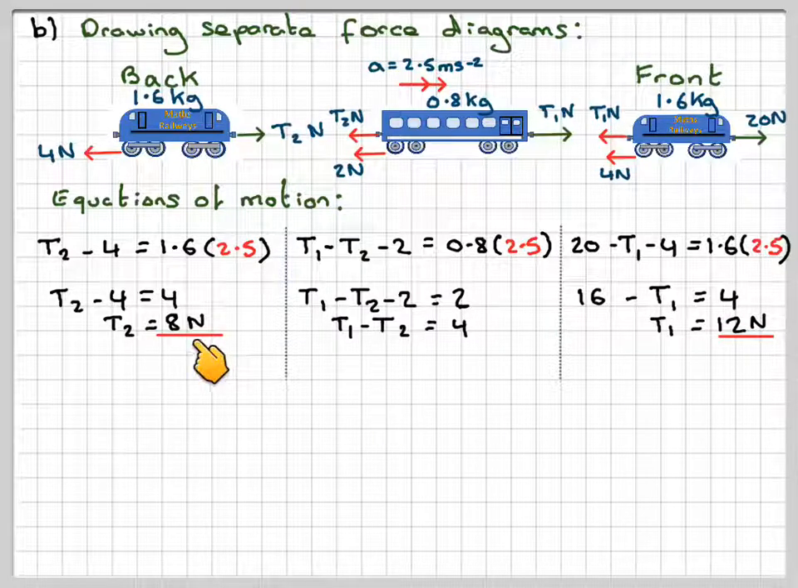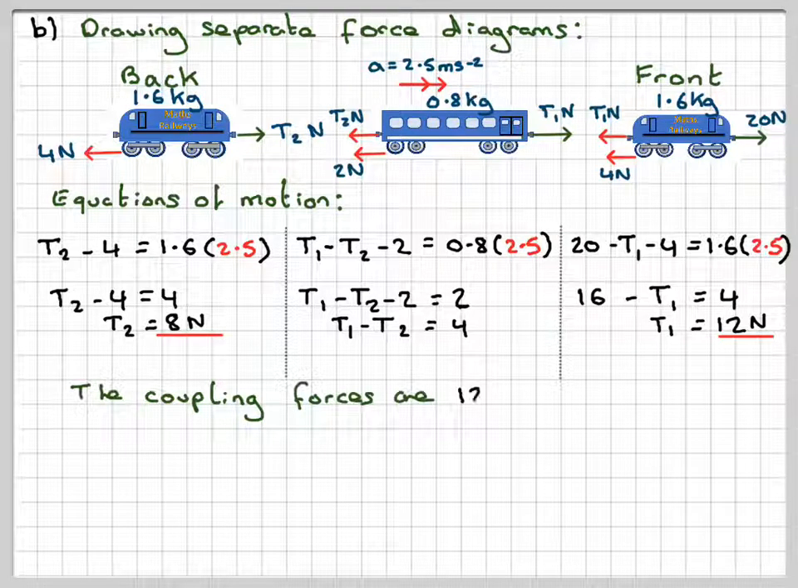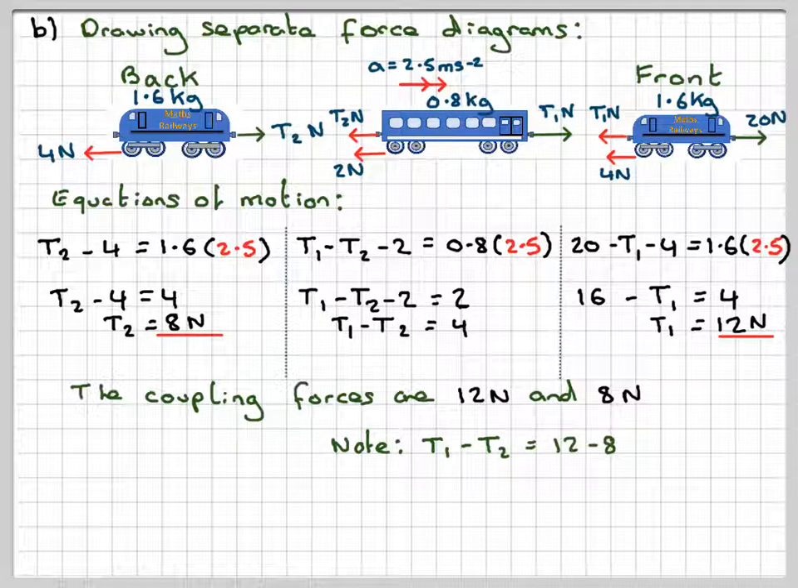Okay, so these are the two coupling forces. Therefore, the coupling forces are going to be 12 newtons and 8 newtons. This one being 12 and this one being 8. And notice if you were to substitute in the middle one here, 12 minus 8 would actually give you 4.